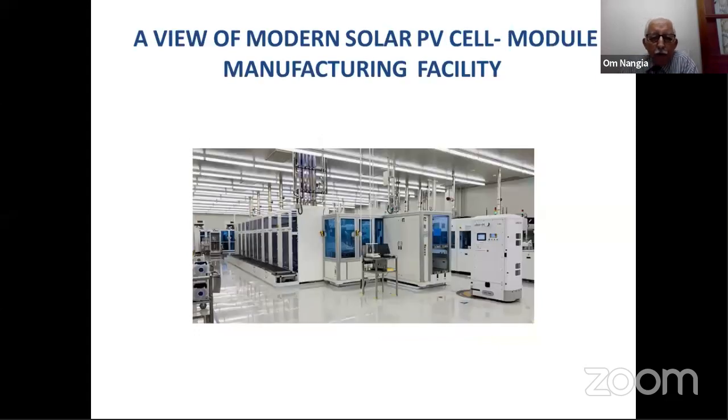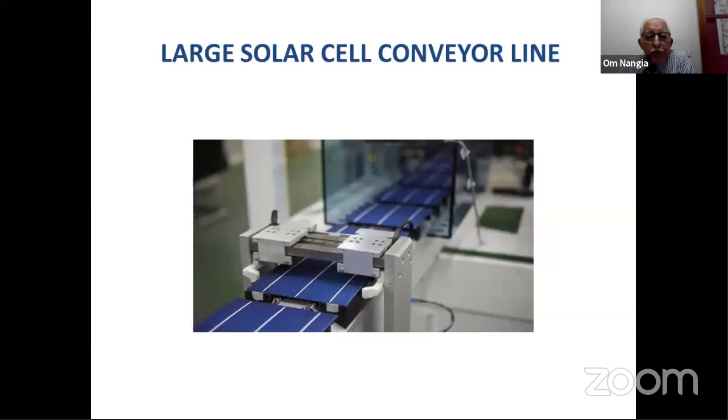This is another view of how a silicon solar cell and PV module manufacturing facility looks. This is another conveyor belt. A lot of automation is being used for various stages of making the cell and module, because you don't have to touch them by hand, as they are highly pure materials. Sometimes we can use gloves, but since the numbers involved are large, automation is highly essential.